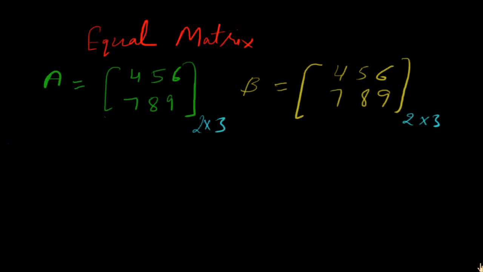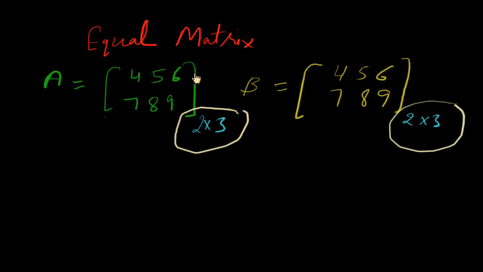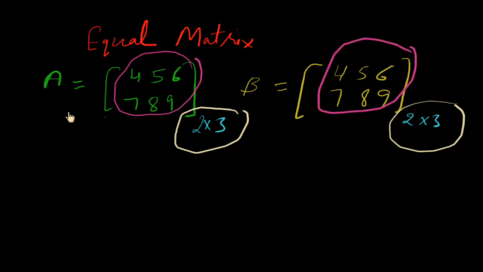Two matrices will be equal if the number of rows and columns of A matrix is equal to the rows and columns number of B matrix. And second, if all the elements of A are equal to all the elements of B, at that time A matrix will be equal to B matrix.